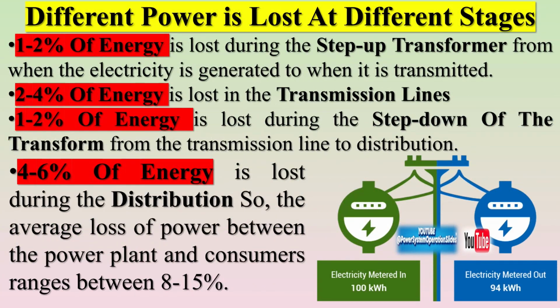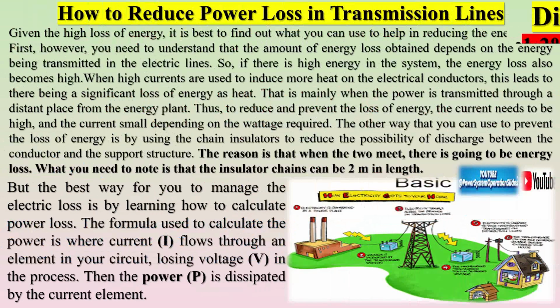Inductive losses occur when energy is stored in the magnetic fields of inductive components such as coils and transformers. Capacitive losses happen when energy is stored in the electric fields between conductors. Both phenomena result in the flow of reactive power, which does not perform useful work but contributes to energy dissipation. These losses are especially significant in long-distance transmission lines.